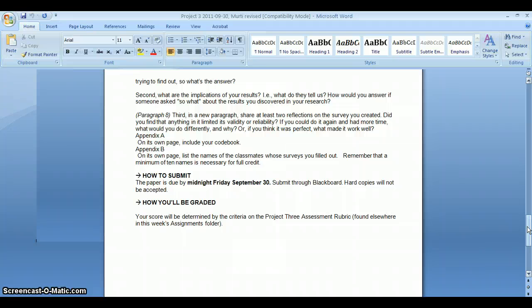And if you want to know how I'm going to grade your Project 3 reports, look at the Project 3 assessment rubric in the assignments folder for week 4. We will possibly go over that rubric in class next Wednesday, September 28th. So that should be it. I hope that helps get you started on Project 3.